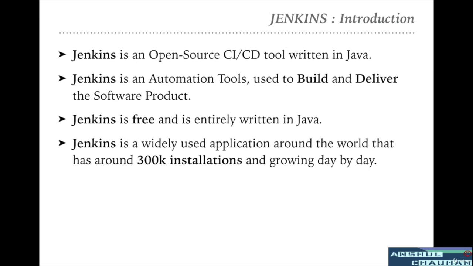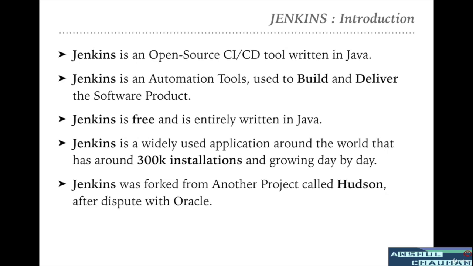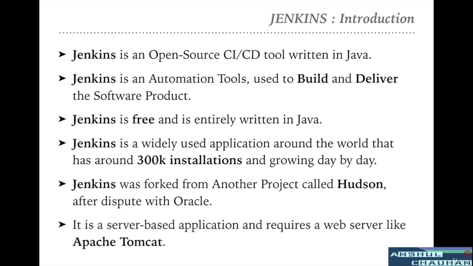Jenkins is a very famous CI/CD tool which is widely used. Currently more than 300,000 downloads and installations of Jenkins are being done. The interesting thing about Jenkins is that it was forked from another project called Hudson. After a dispute with Oracle, Jenkins was forked from Hudson. Earlier the product was Hudson before Jenkins. Jenkins is a server-based application which requires a web server like Apache Tomcat to execute.